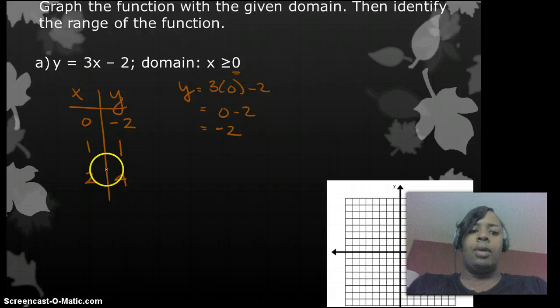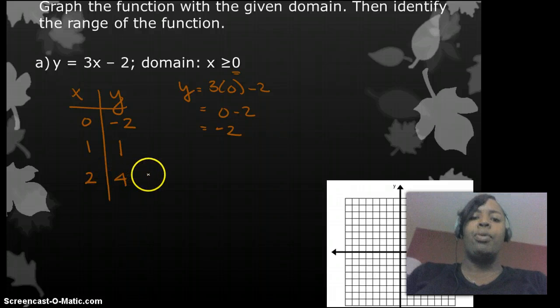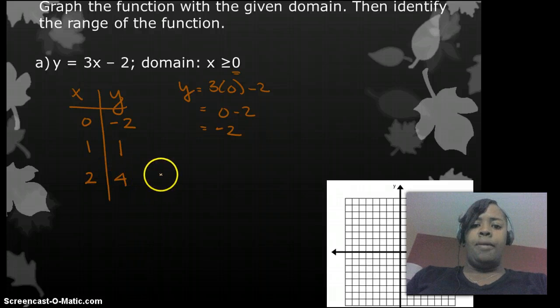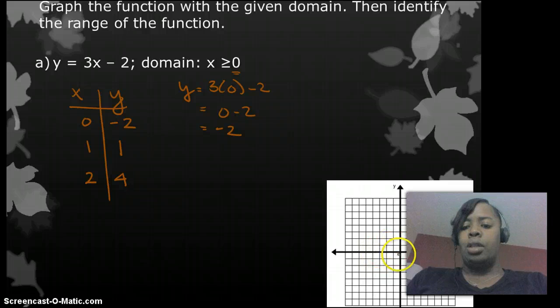So, next thing I want you to do is plot these points. Now, remember when you were graphing on a number line, you had either an open or closed circle depending on this equal to sign. Because it's equal to, you're going to have a closed circle at 0, negative 2. So there's my first one. I'll show you an open one later. And then you have 1, 1. And then you have 2, 4.